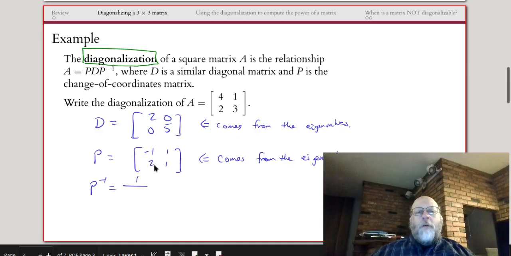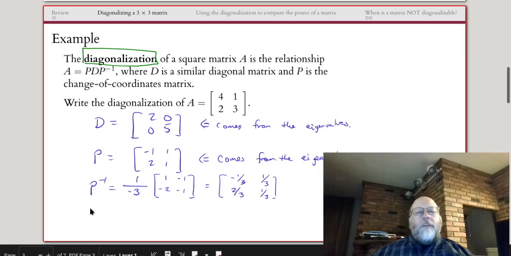That's 1 over the determinant, which is going to be -1 minus 2, which is -3. And then we switch the entries in the main diagonal, so that becomes 1 and this becomes -1. And we switch the signs along the other diagonal, so this becomes -1 and -2. When we multiply by 1 over -3, we get -1/3, 1/3, 2/3, and 1/3. And so we're ready to finish the diagonalization.